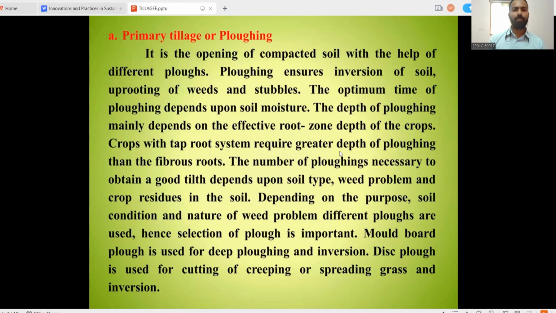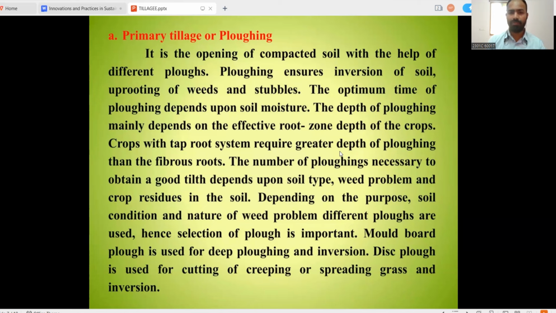Then crops with taproot system require greater depth of plowing. Crops having a taproot system will need greater depth of plowing because their roots penetrate deeply into the soil, as compared to the fibrous root system, which is shallow. So if you are choosing taproot crops, then you have to do deep plowing.